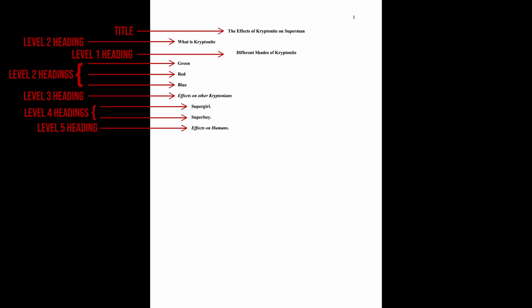Level 3 headings are now flush with the left margin, bolded, and italicized. Level 4 headings are indented, bolded, end with a period, and then the text starts directly afterwards. Level 5 headings are indented, bolded, italicized, and end with a period, and then the text starts directly afterwards.